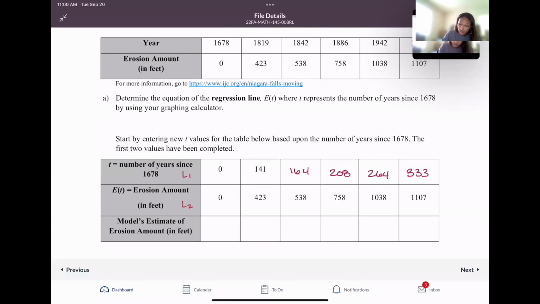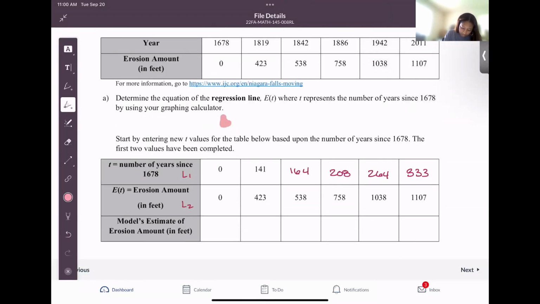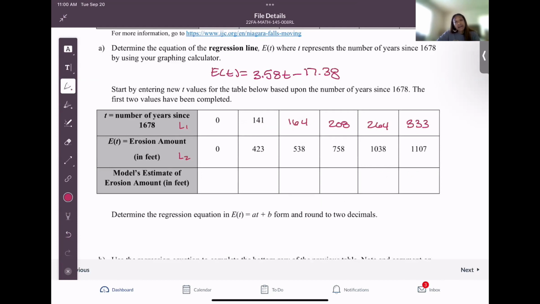So our regression equation was E of T equals 3.58T minus 17.38. All right, the next thing we're asked to do is use the regression equation to fill in the bottom of this table. Now we could plug in each value of T by hand into the equation and use our calculators to help us simplify, or we can make a table of this information to help us do it a little bit quicker. So we're going to use the table on the graphing calculator. I just want to show you a quick way to answer this question.